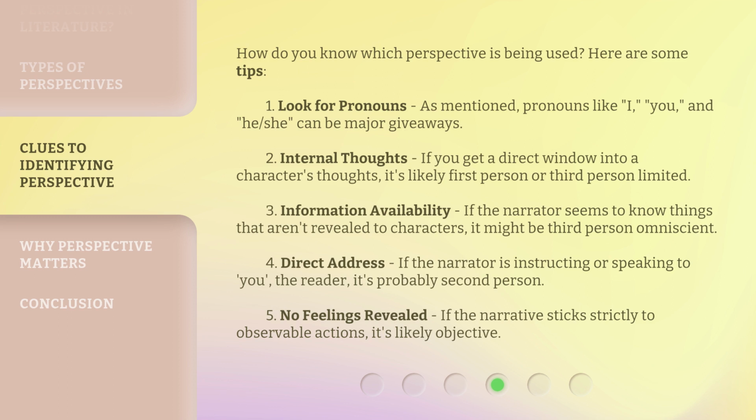3. Information availability. If the narrator seems to know things that aren't revealed to characters, it might be third person omniscient. 4. Direct address. If the narrator is instructing or speaking to you, the reader, it's probably second person. 5. No feelings revealed. If the narrative sticks strictly to observable actions, it's likely objective.